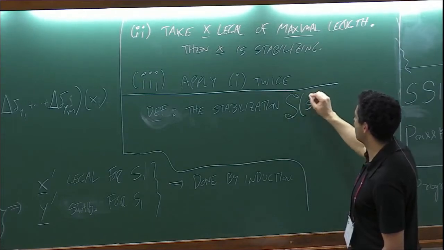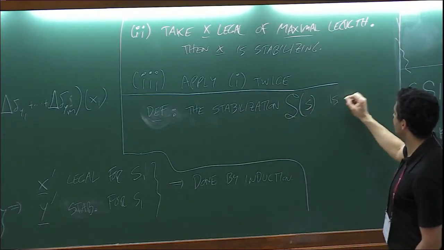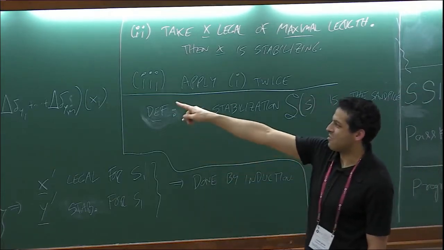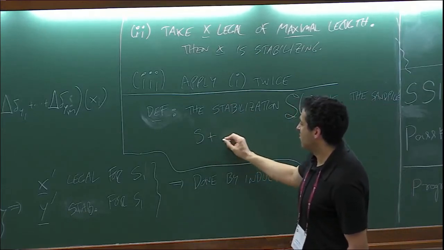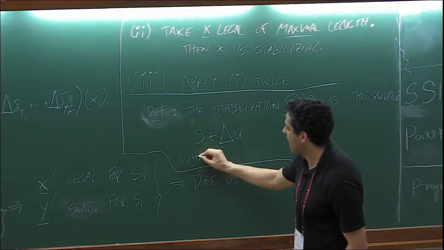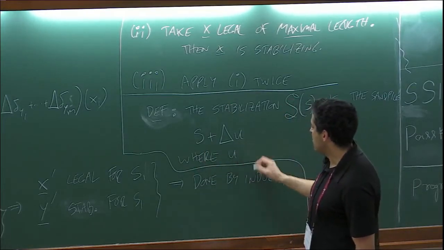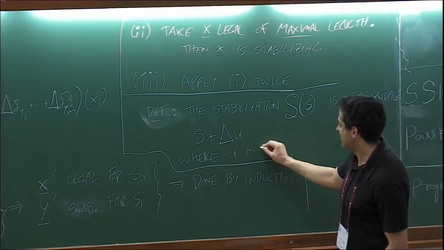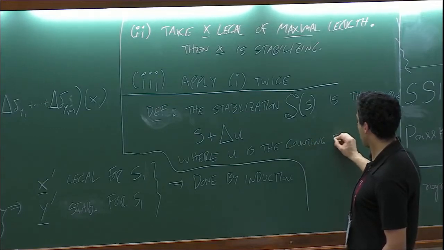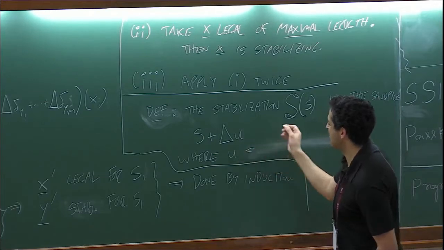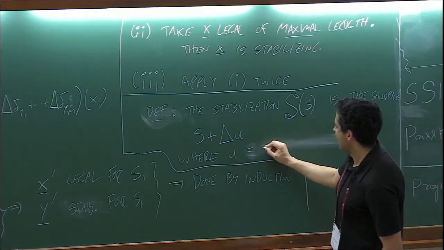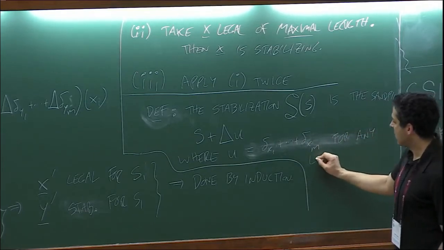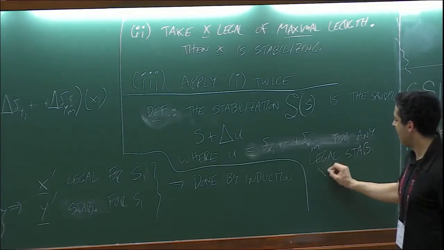Well, I guess I used this notation, curly S of S, is the sandpile that you get by toppling your favorite legal stabilizing sequence. So one way to write it is S plus delta U, where U is the counting function of, I'll just write it in symbols. So U counts how many topplings there are. So U is delta x1 plus ... plus delta x_M for any legal stabilizing sequence X for S.